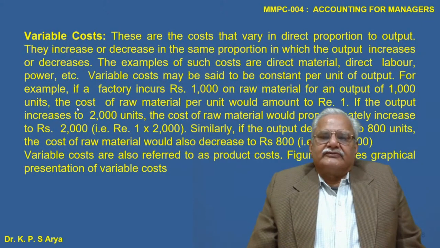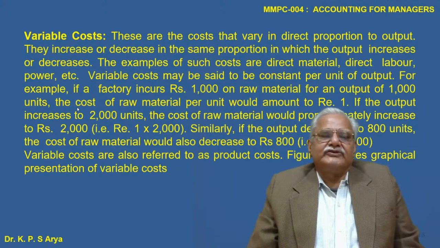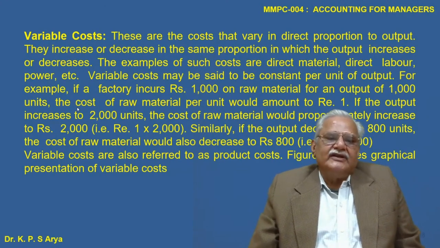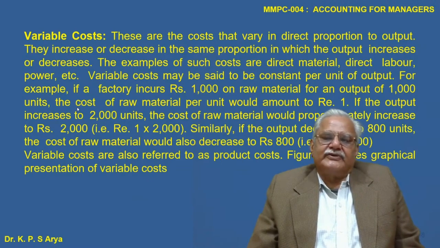Variable costs vary in direct proportion to the output. They decrease or increase in the same proportion in which the output decreases or increases. Examples of such costs are direct material, direct labor, and power. Variable costs may be said to be constant per unit of output.